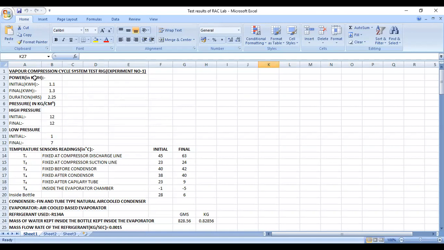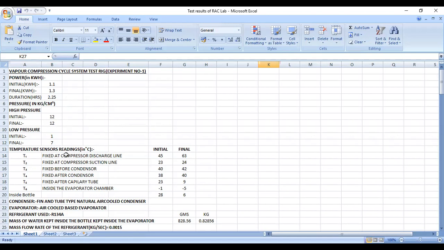It is power before the starting of the experiment. It was shown as 1.1 kilowatt hour, and after the completion, it becomes 1.3 kilowatt hour, which is 2.25 hours of duration itself. High pressure initially was 12, and finally it also remains 12. The low pressure initially was 1 kg per cm square, and finally remains 7. It is up to 7 kg per cm square.